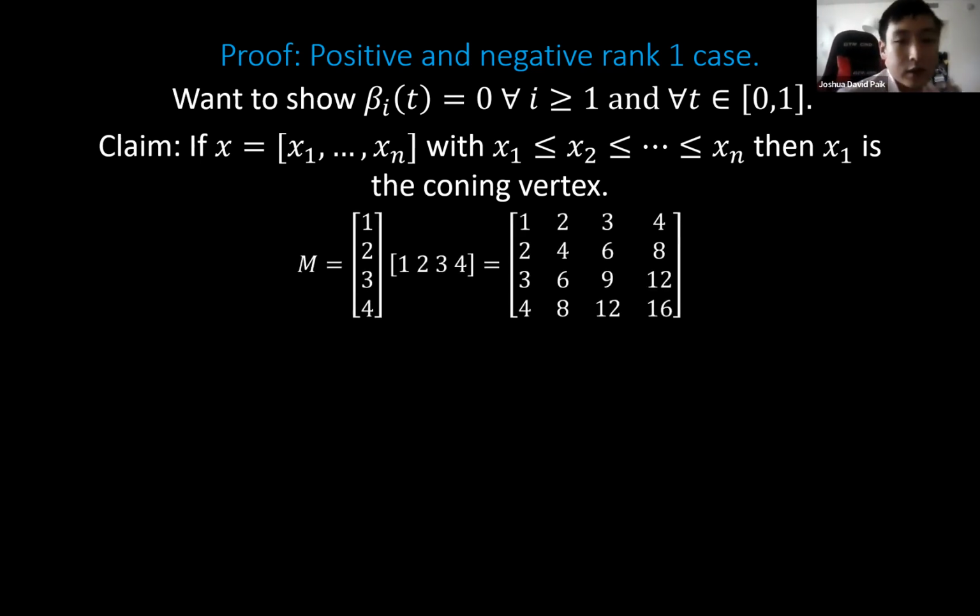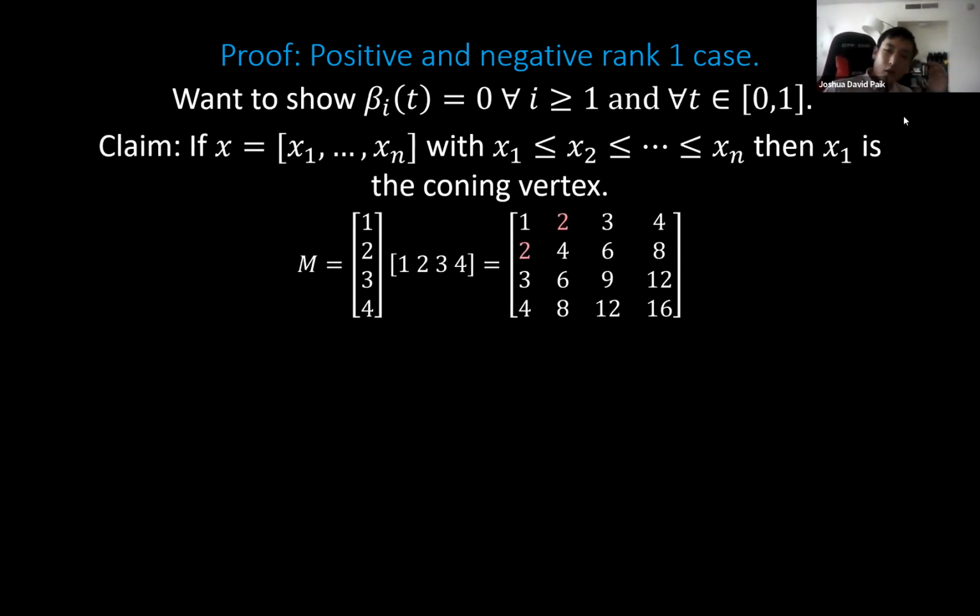So my claim is we have a coning vertex. And if we have a coning vertex, then the associated simplex is contractible. So it'll have Betti 1 and up, there will be no 1 or 2 higher dimensional holes. So let's do the proof of this, and let's maybe do the proof by example.